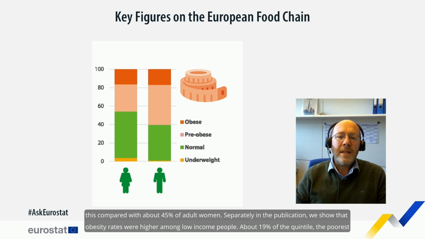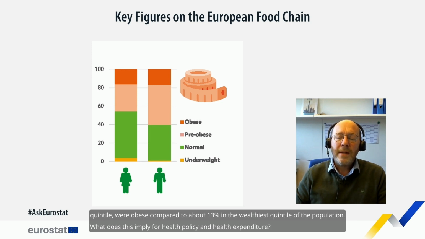About 19% of the poorest quintile were obese, compared to about 13% in the wealthiest quintile of the population. What does this imply for health policy and health expenditure?